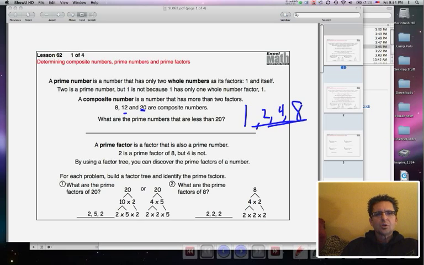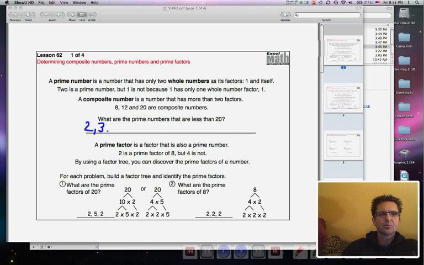So it asks you the question here, what are the prime numbers that are less than 20? So you're going to list those on the line. You're going to write 1 is not a prime number actually because we just said that 1's not prime, so I don't need to put that on there. And what about 2? Well, yeah, 2 is a prime number because 1 times 2. What about 3? 1 times 3 and that's it. So 3 is prime.